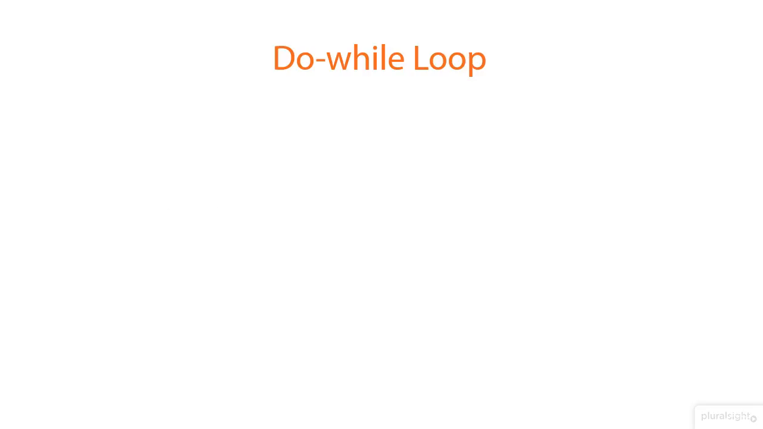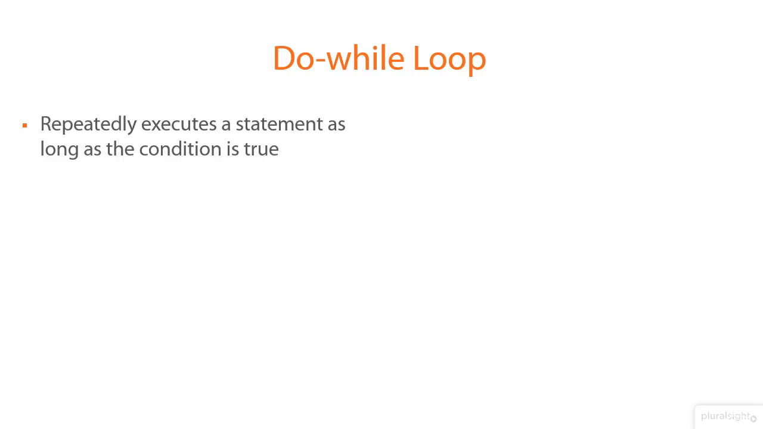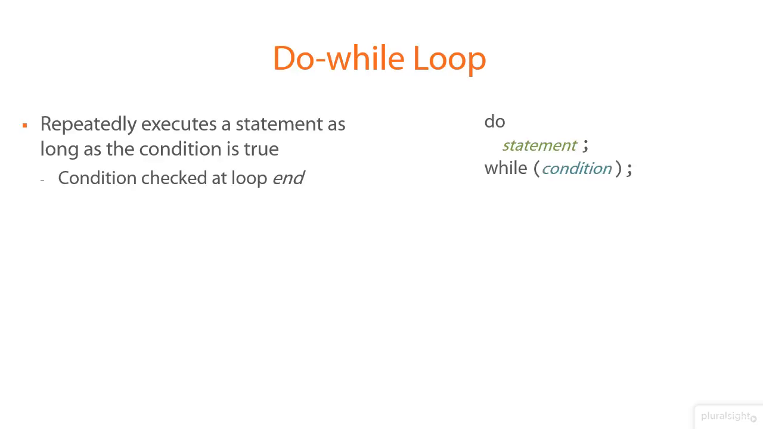Another form of loop is a do-while loop. Now the do-while loop repeatedly executes a statement as long as the condition is true, but unlike the while loop, it checks the condition at the end of the loop. So we look at the layout for it. We have the do keyword, the statement we want to execute, the while keyword, and then the condition. Now because it checks the condition at the end of the loop, the body of the do-while always executes at least once.